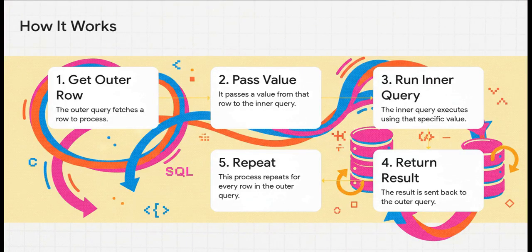So how does the database actually pull this off? Well, it basically runs in a loop. The outer query grabs a row. It then passes a value from that row, like the department ID, down to the inner query. The inner query runs using that one specific ID, gets a result, and sends it back up. Then the whole process starts over for the next row, and the next, all the way down.